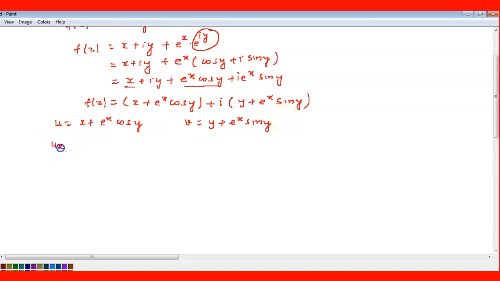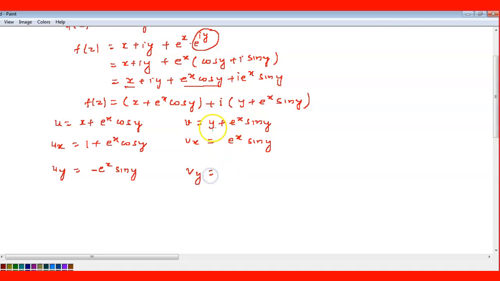So find the u of x and u of y. u of x means differentiate this one with respect to x. So 1 plus e to the power x differentiation, e to the power x, and cos y as it is only. And differentiation of u with respect to y, so x is 0, e to the power x is constant, and cos y differentiation is minus sin y. v of x if you do, so this is 0, e to the power of x and sin y as it is only, okay, because e to the power x differentiation is e to the power x only.